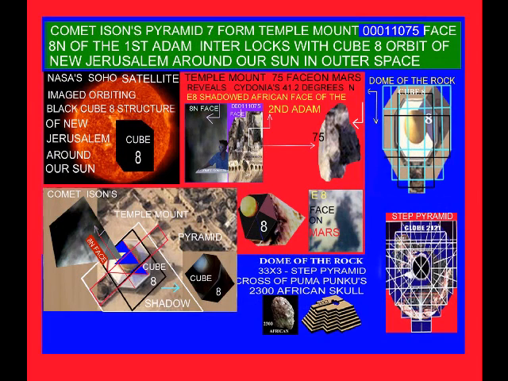Now, the black cube 8 structure that appears within the Dome of the Rock is generated by the sun shining upon the octagon in the building structure in Jerusalem. So, an exact cube shadow. Now, I must repeat this. An exact cube shadow appears on the Jerusalem Temple Mount when you see it from a helicopter. The Dome of the Rock, octagonal roof, and the sun shining upon the octagonal building structure.